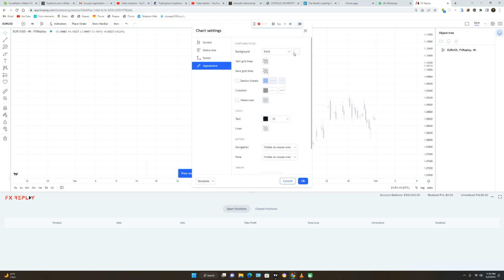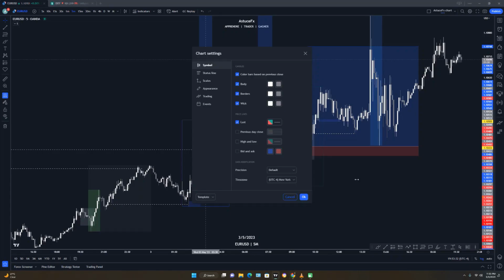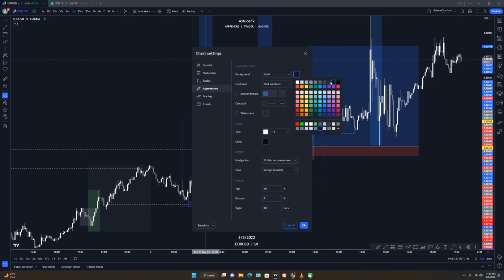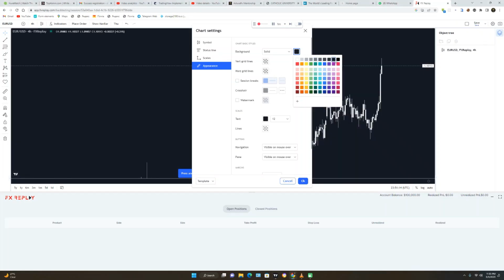Then appearance, the background. I have no idea which kind of background I have. Let me check it. Okay, I have black. Is it really black? Okay, this one. So let's see, I have this. Okay, now it looks way better, like AstuceFx. So now let's do one more thing.